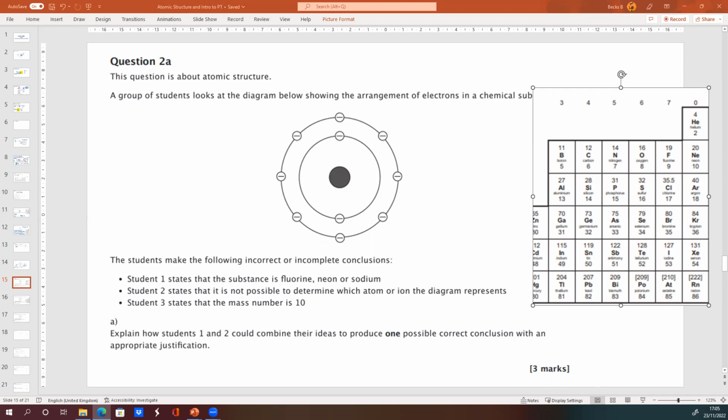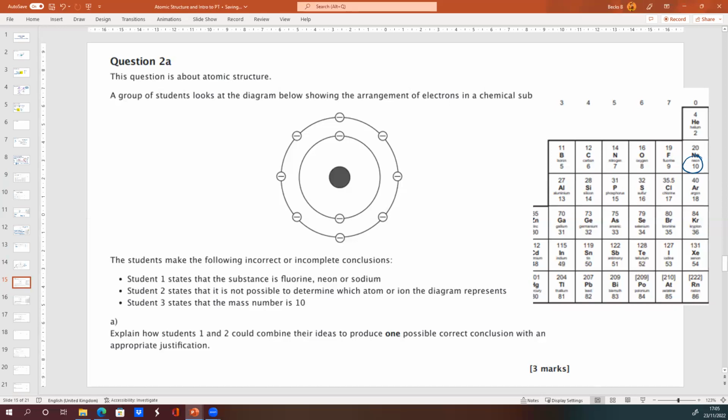Okay, so explain how 1 and 2 could combine their ideas. So student 1 states that the substance is fluorine, neon, or sodium. Number of electrons: 1, 2, 3, 4, 5, 6, 7, 8, 9, 10. Neon does have 10 electrons. Yeah, so we're partway there. Student 2 states that it's not possible to determine which atom or ion the diagram represents.